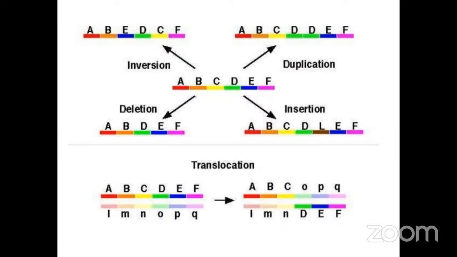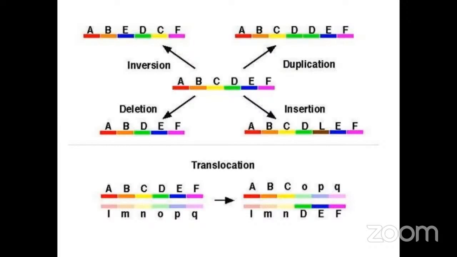And the native gene sequence is A, B, C, D, E, F. In case of inversion, you can see A, B, and then instead of C, D, E, you find E, D, C, meaning it is inverted. So what was the order of genes? It was C, D, E. But right now, what order can you see there? It is E, D, C.